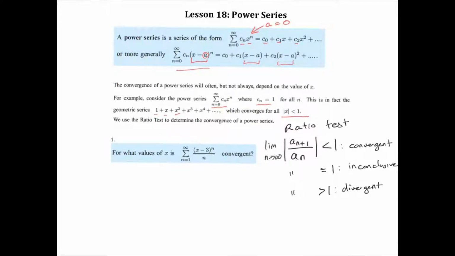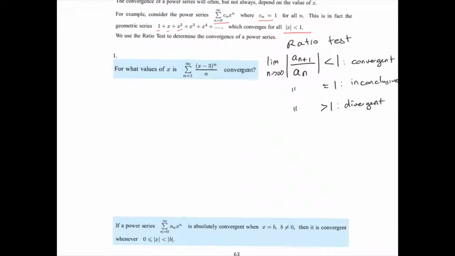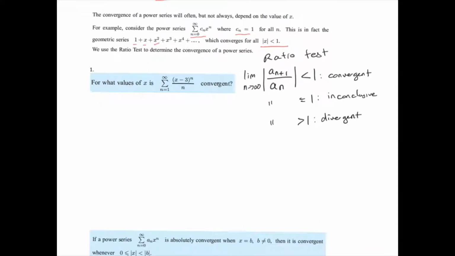Okay, so let's have a go. For what values of x is this series convergent? In other words, I want to know when this limit is less than 1. So what is a_n? And what is a_{n+1}? I think it's worth writing these out before you substitute them in. So I need to find the limit as n approaches infinity of that.